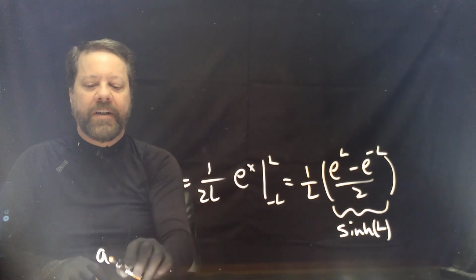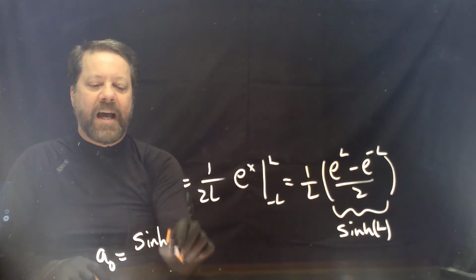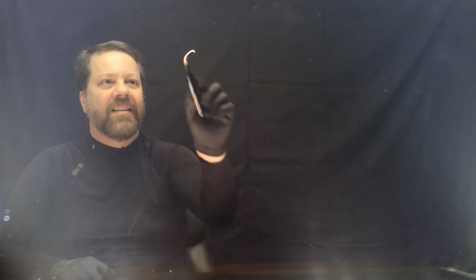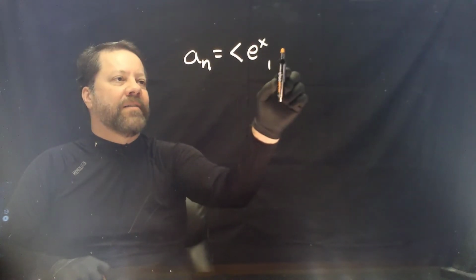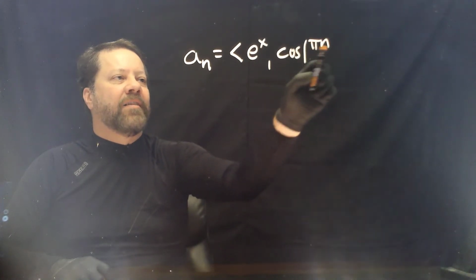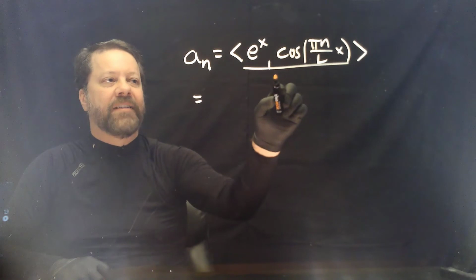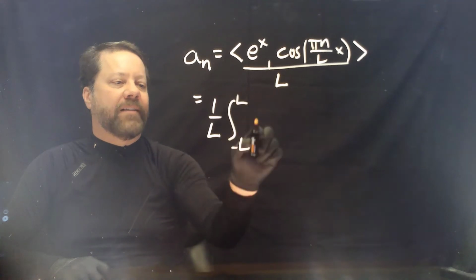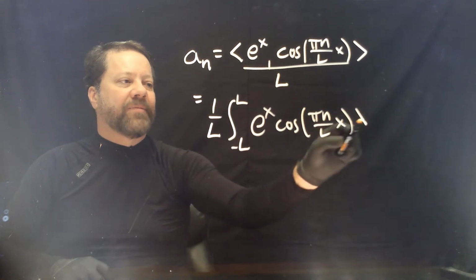Let me record over here that our constant a naught is the hyperbolic sine of L divided by L. An will be the inner product of our function e to the x with the cosine of pi n over L x. That's divided by the inner product of this with itself, which ended up being L. So we get 1 over L times the integral from negative L to L, e to the x cosine pi n over L x.